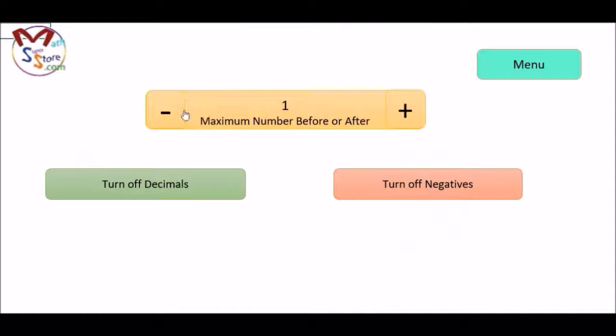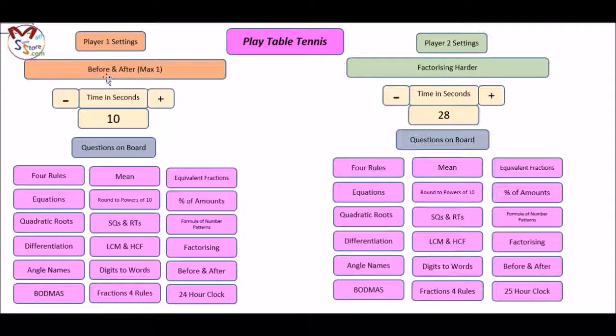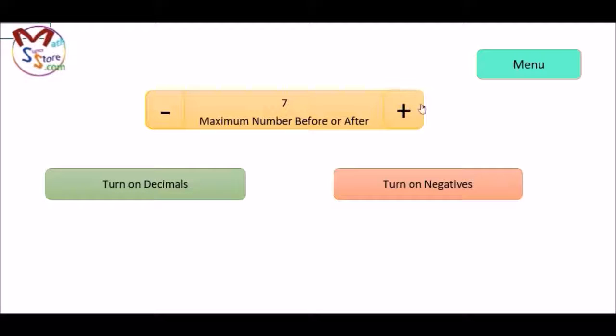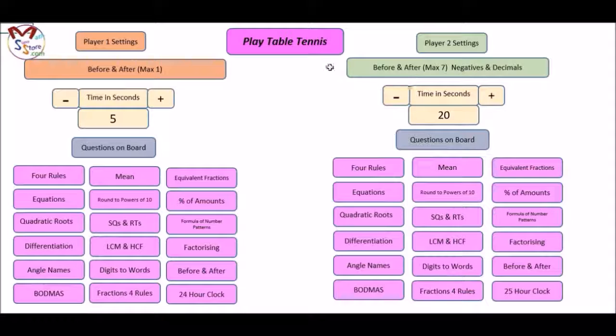Before and after numbers, you can choose from 1 to 10, so that's up to 10 numbers. But here we have turn off decimals, turn off negatives. So before and after numbers, maximum 1. So it's always going to be 1 before, 1 after. So we want to reduce this time to 5 seconds. And this before and after number, we're going to have all of them, turn on the decimals and turn on the negatives, but it's up to 7, and we see it selected up here, but we're going to have the answers on the board for player 2, but it's more difficult.